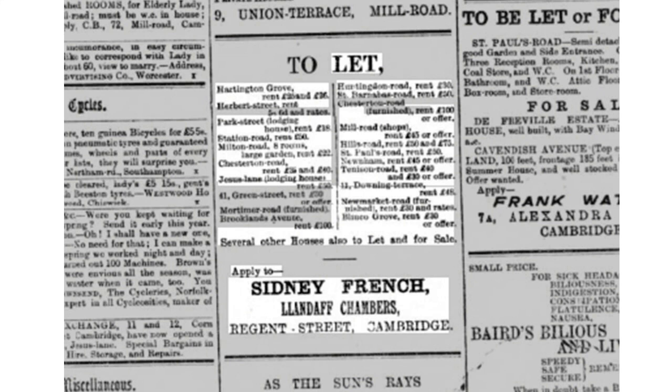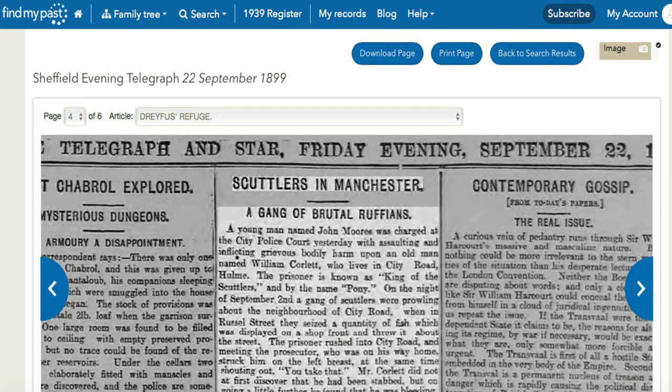Always worth checking out the adverts and just see if you can get any idea on rent. Now, so we've looked at rent and we've looked at houses, but what about the area? If you don't live in the vicinity of where you found your ancestor to be, you might want to learn a bit more about the area. So to do that, again, I go to the local newspaper.